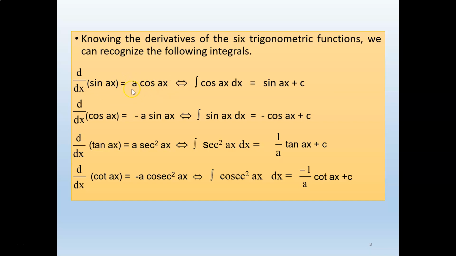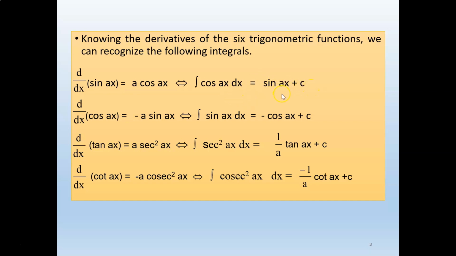So why do we have a over here? It is because you have ax over here, so you multiply the a at the front. That's why we have a cos ax. That is for the differentiation. But how about the integration? Let's say we want to integrate cos ax dx. In return, you're going to have the answer as 1 over a sine ax plus c.